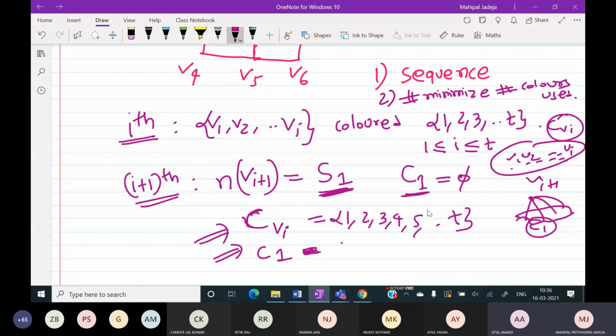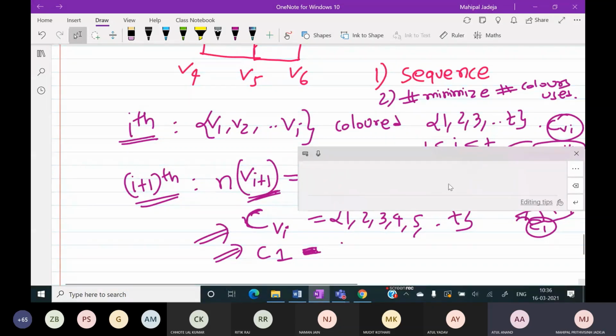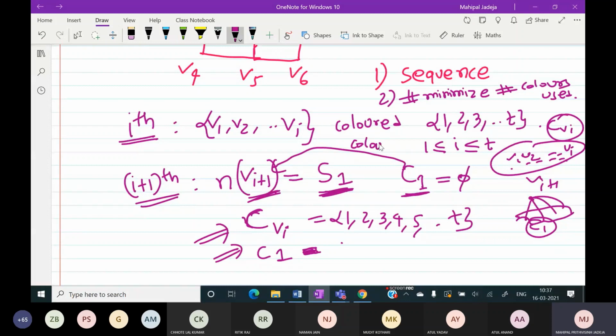So according to the definition of vertex coloring, what should be the color of Vi plus 1 with respect to set C1? Can I use elements of C1 to color Vi plus 1? This is the first question. Can I color? No, sir. No. Why? Because they are its neighbors. So you can't use the colors of your neighbors, right? Because that is against the definition of vertex coloring. So that means C1 is eliminated. You can't use C1.